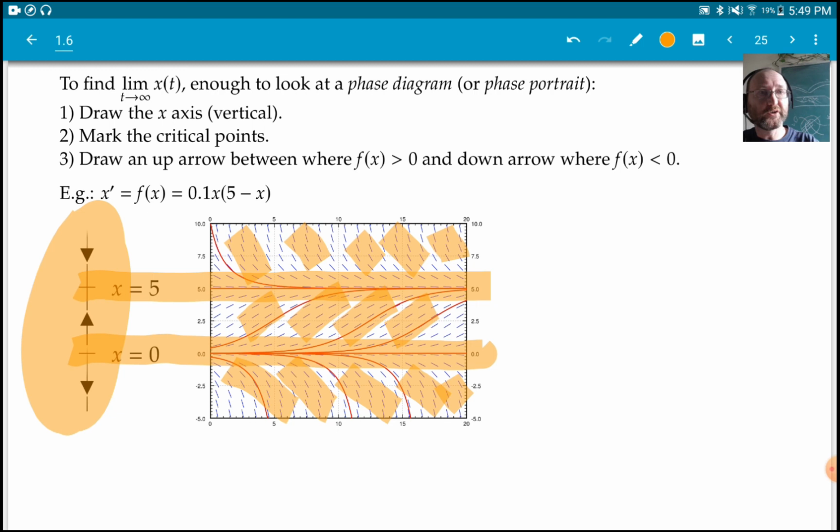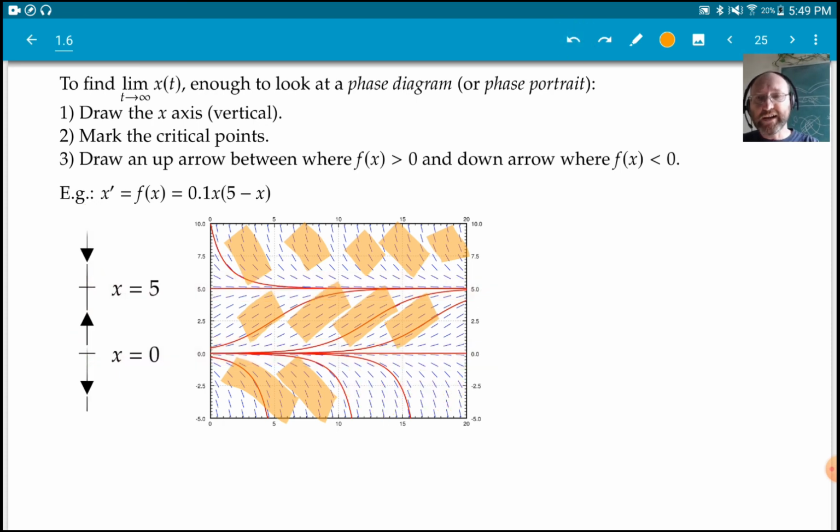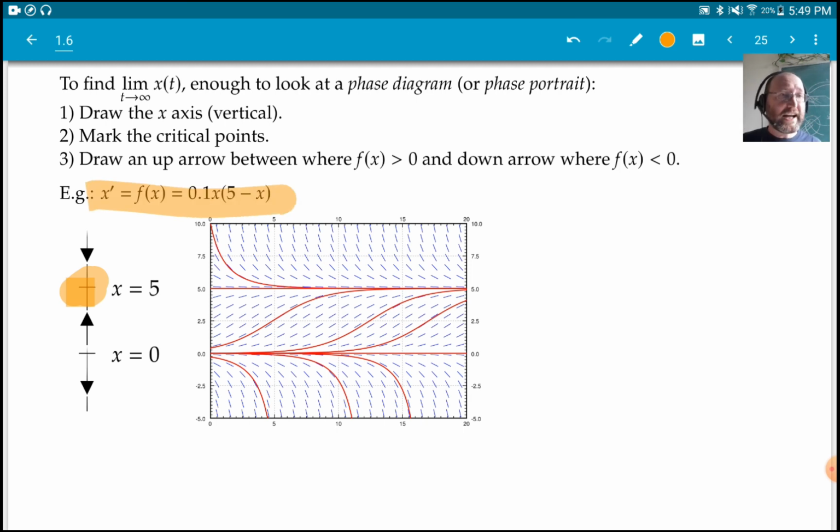So, for example, if the initial condition was x at 0 equals 3, then I know 3 is between 0 and 5. So I start in this range, and I have to follow the arrow up to 5 because that's the critical point. So I follow it up to here, and that's what happens to the solution. I don't know how fast it gets there. I don't know the solution. I haven't solved this equation. But I know what happens to x as t goes to infinity.